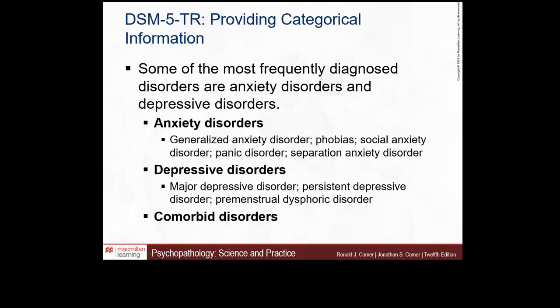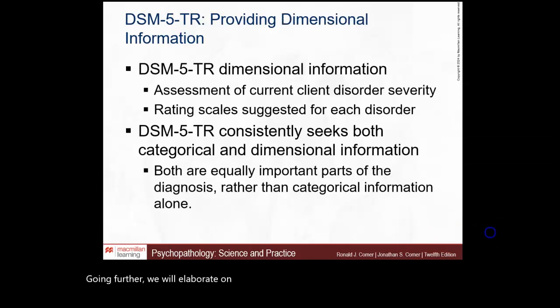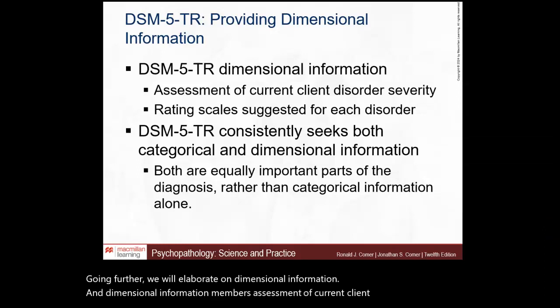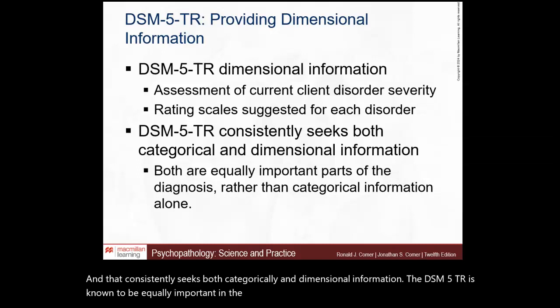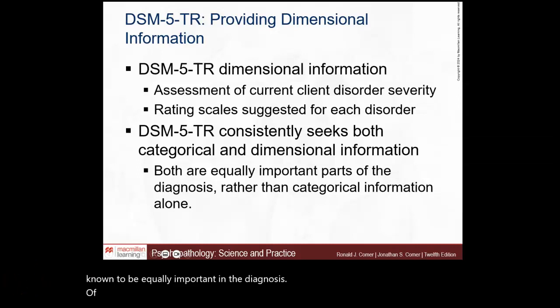Going further, we will elaborate on dimensional information. And dimensional information, remember, is assessment of current client disorder severity. And that consistently seeks both categorical and dimensional information. The DSM-5-TR is known to be equally important in the diagnosis of these disorders.